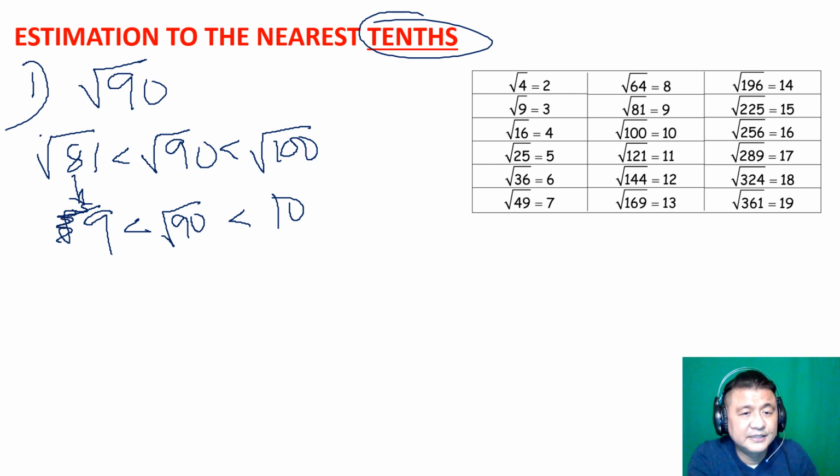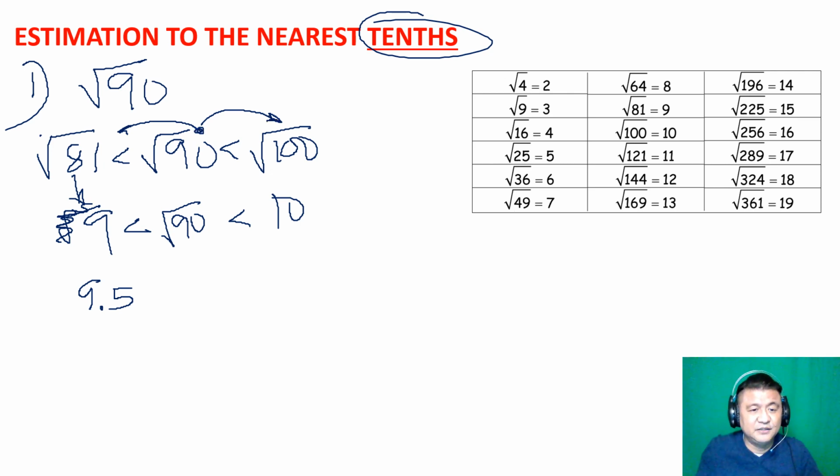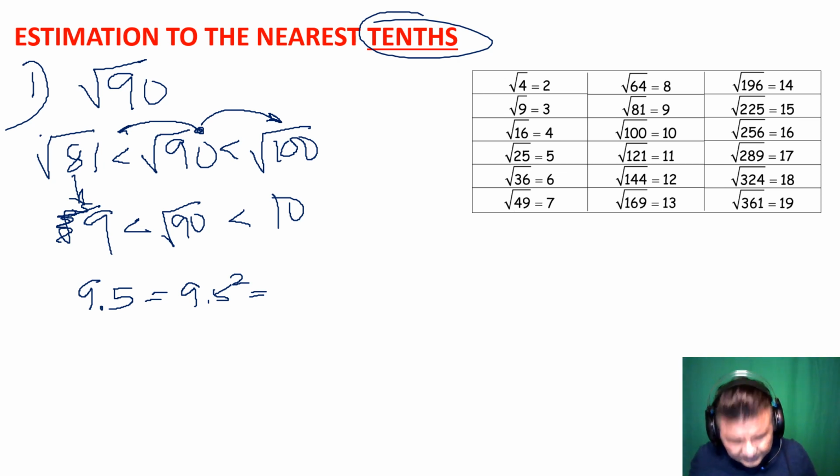But if you look at 90, is 90 nearer 100 or nearer 81? These are 9 points away, 10 points away. So kind of in the middle. Let's try 9.5 because it's in the middle, right? Where is it nearer? Nearer 100. So just to be safe, you can now do 9.5 times 9.5, which gives you 90.25. It went over 90.